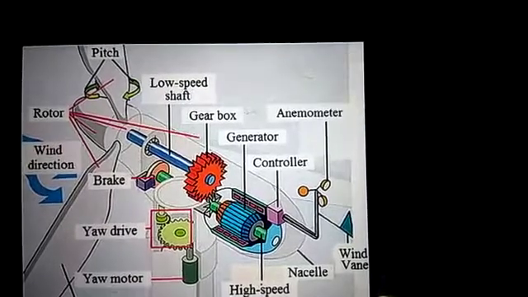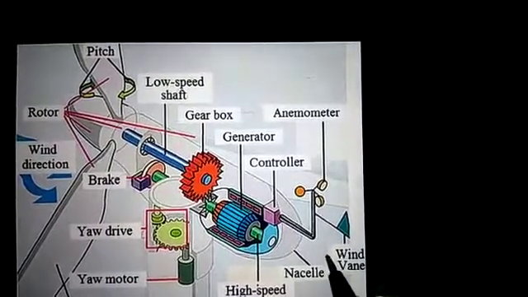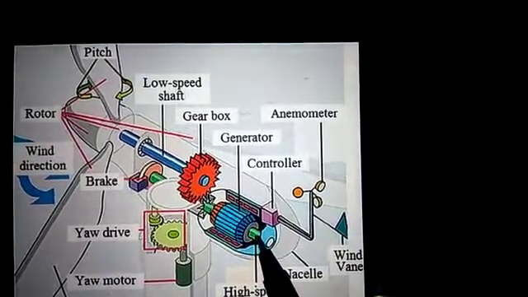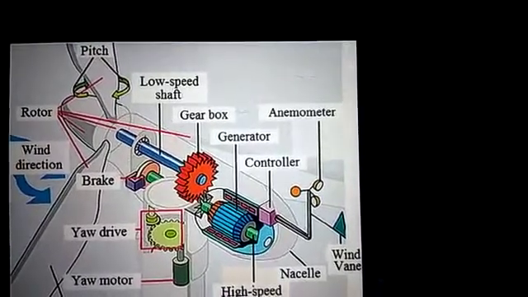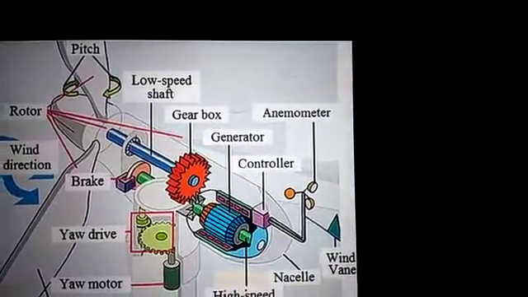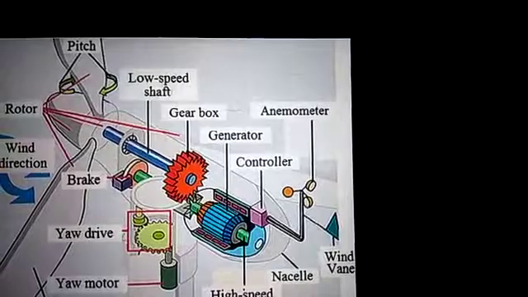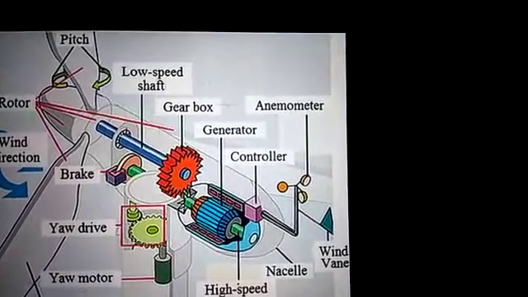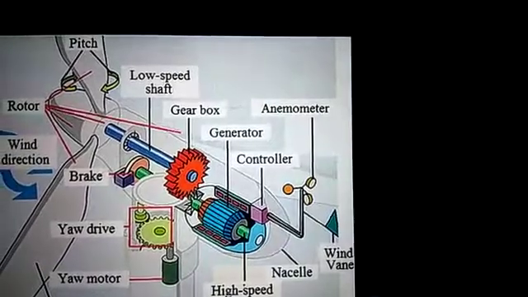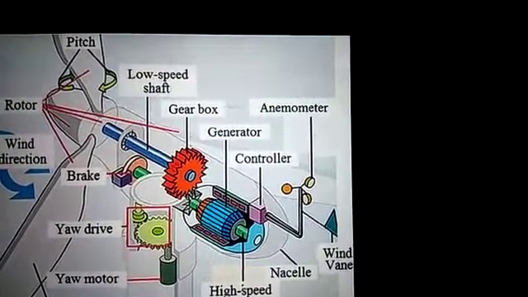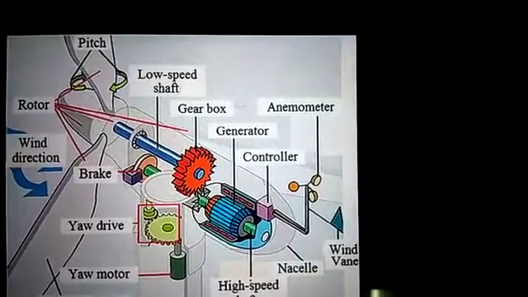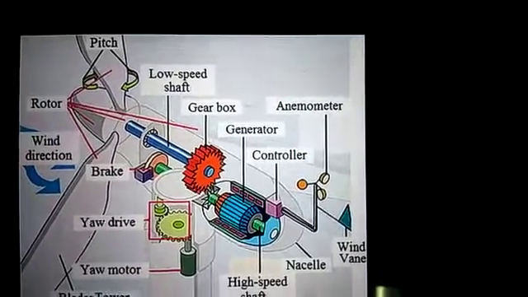And now high speed shaft. It is attached to the generator and controller. This is the high speed shaft, which is the main shaft. With the rotation of the rotor blade, the gearbox increases the speed in order to generate electric power. It is approximately 1000 to 1800 rotations per minute.